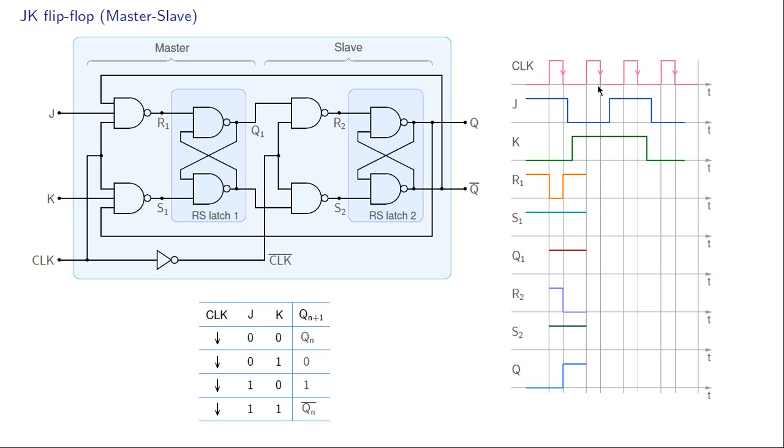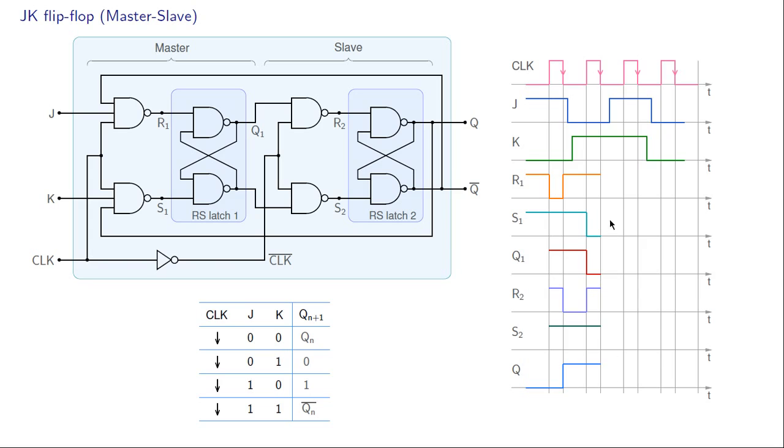Next, let us take this interval in which clock is high, and as we discussed earlier, in this interval R2 and S2 are going to be 1, and because R2 and S2 are both 1, Q cannot change, and that is what we see over here. What about R1? R1 is the NAND of J and Q bar. Our J is 0, so R1 is going to be 1. What about S1? S1 is the NAND of K and Q. Q is 1 and K is also 1, so therefore S1 is going to be 0. If R1 is 1 and S1 is 0, that means this latch is going to be reset to 0, and that is what we see over here.